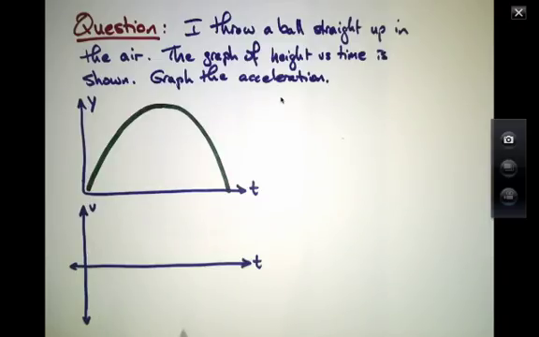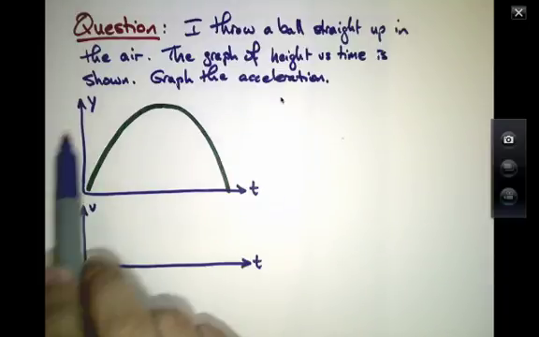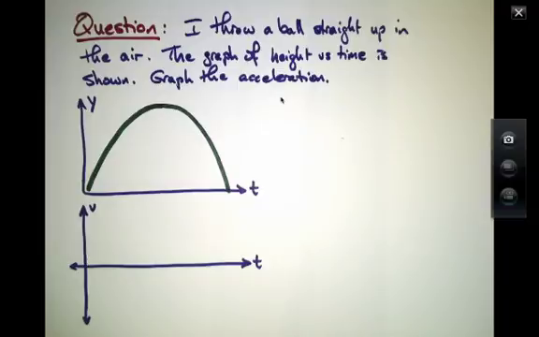Here's another practice problem now of just trying to sketch, given position versus time, what speed and acceleration might look like. In this question, I'm going to throw a ball straight up in the air, such that it will eventually turn around and fall right back down and hit me on the head. I'm not going to throw it across the room, I'm going to throw it straight up.